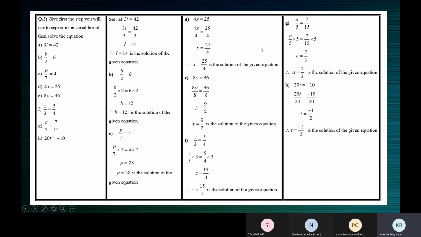Matthew, how do we get 7 by 3 here? Ma'am, by simplifying, ma'am. Yeah, tell me how to simplify. Ma'am, by dividing 15 by 5. Yeah, so what will happen? 5 how many times? Ma'am, 3 times. Okay, 5 3 times is 15. So 3 here and then 5 ones are 5. Okay, fine.